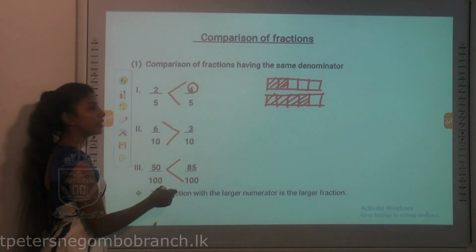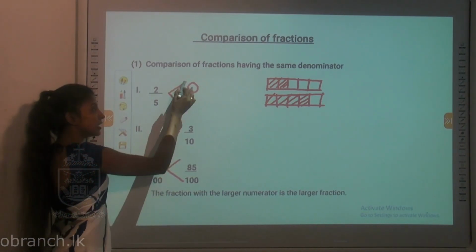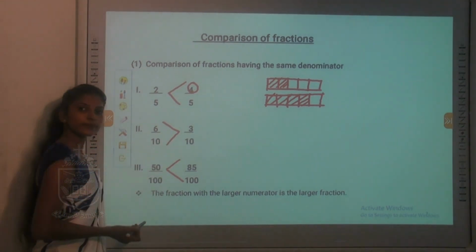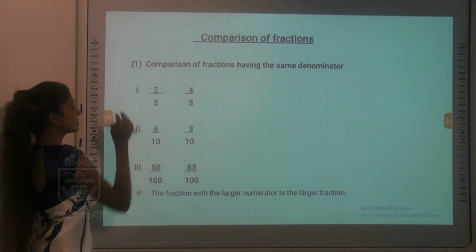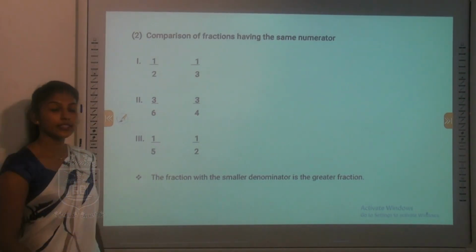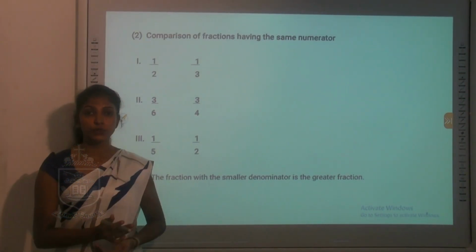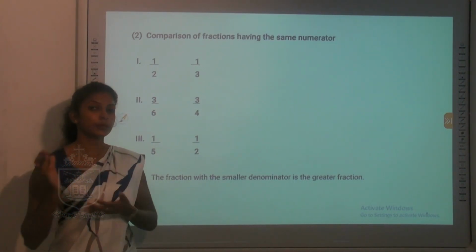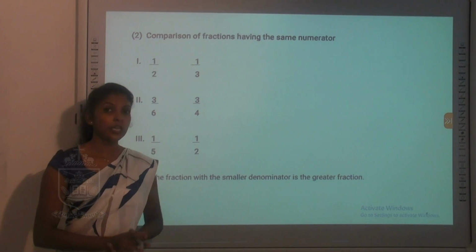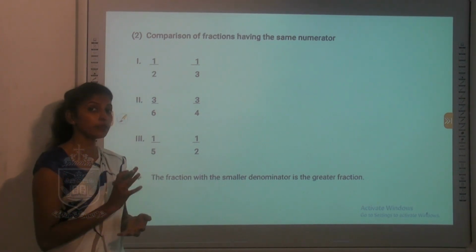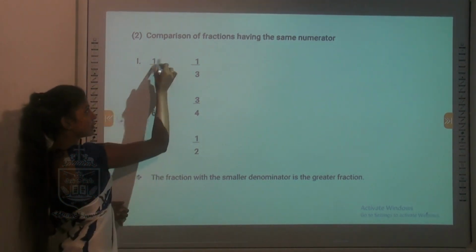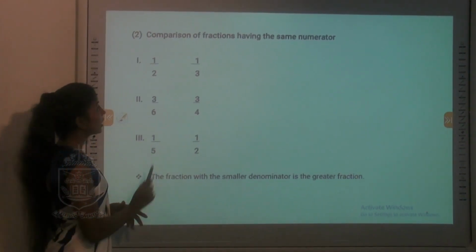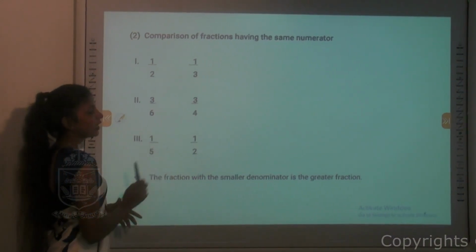I think you know this symbol, greater than, less than symbol. Always this shape will open up to the larger side like this. Okay, so next we move to our next type, that is we are going to compare two fractions when you have the same numerator. In the previous one the denominator was same. Now here you are having the same numerator. Numerator means this number. Now you all can see denominators are different. But when you look at the numerators, all are same.